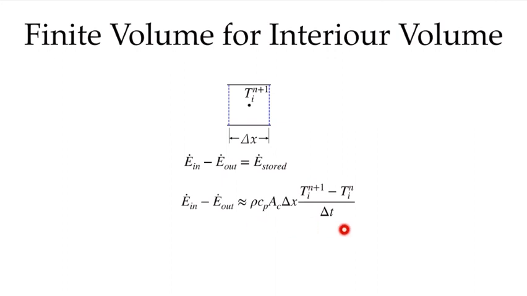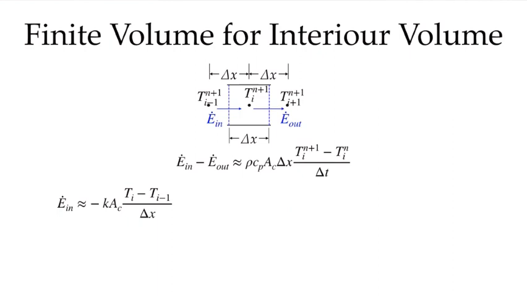So this is the description of that energy storage term in our conservation of energy, and we see that we need the temperature at the previous time step, and now we have a time step as well that we need to choose. Okay, so let's evaluate the E_in term. Of course, we're using Fourier's law, and we're approximating with a first order approximation of the derivative. So we have Ti at n plus 1, minus Ti minus 1 at n plus 1, divided by the spacing between them, delta x, multiplied by the cross-sectional area and minus the conductivity.